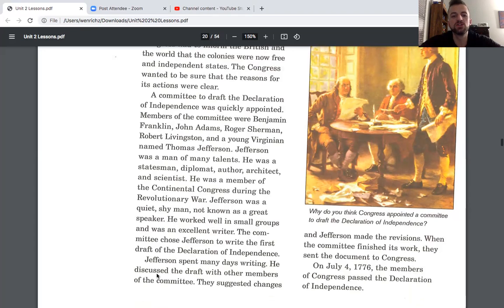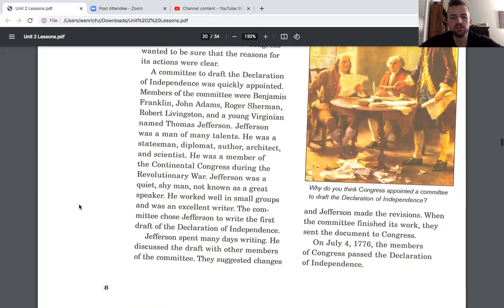The committee chose Jefferson to write the first draft of the Declaration of Independence. Jefferson spent many days writing. He discussed the draft with other members of the committee. They suggested changes and Jefferson made the revisions. When the committee finished its work, they sent the document to Congress. On July 4th, 1776, the members of Congress passed the Declaration of Independence.